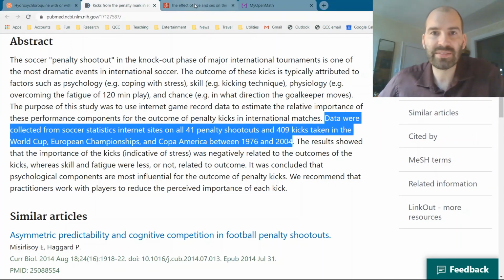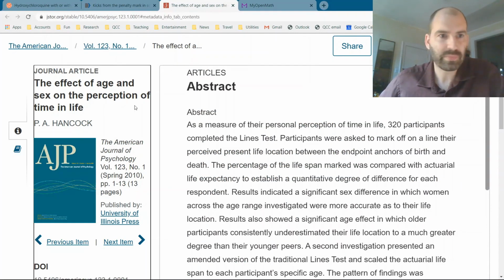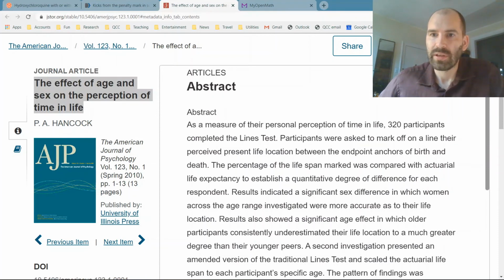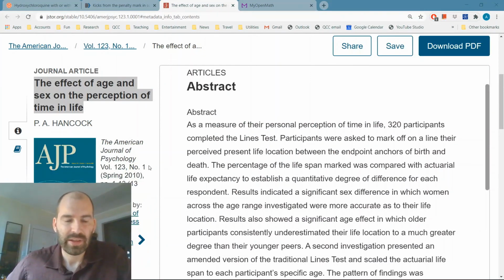Okay, let's go to the last study here. Here we have the title on the left, The Effect of Age and Sex on the Perception of Time in Life. So what this study did is it looked at, let's just read the abstract here. As a measure of their personal perception of time in life, 320 participants completed the lines test. Participants were asked to mark off on a line their perceived present life location between the endpoint anchors of birth and death.